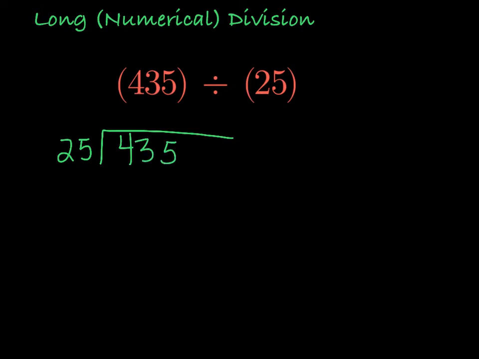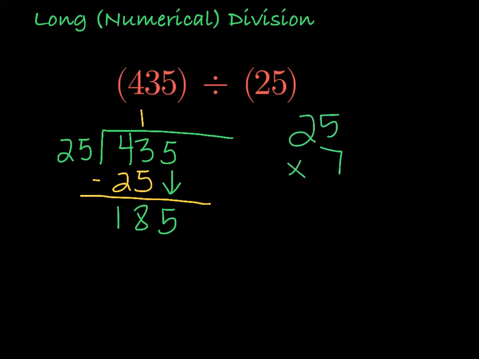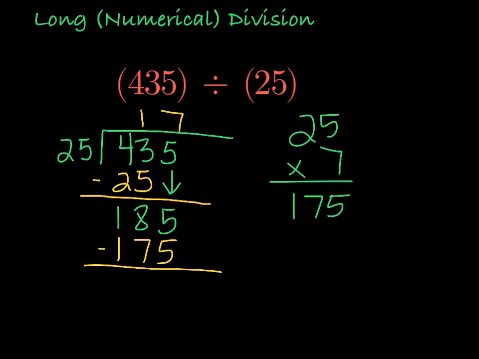Then we divide. We have to think about, okay, 25 can go into 43 one time, so that's 25. Remember, we subtract the 25, and when we subtract, we get 18. But then we bring down the 5, and we look at, okay, can 25 go into 185? Yes. But how many times? 25 times 7 gives us 175. So we're going to use 7 this time. Subtract the 175, and guess what? We have 10. Since 25 cannot go into 10, we have a remainder of 10.